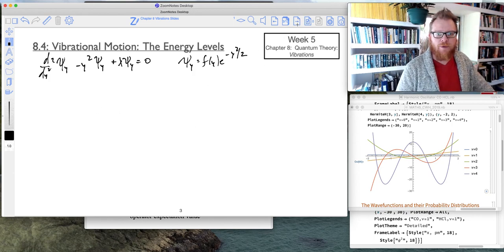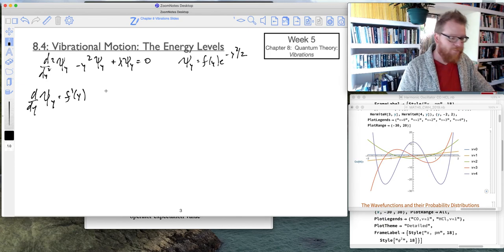So now, did I leave myself enough room? Yes, I got enough room. So first thing I need to do is take the first derivative of this, right? So I'll say d dy of psi of y. And look, you can tell that I'm going to have a chain rule situation, right? So first I take the derivative of the function. That's going to be f prime of y.